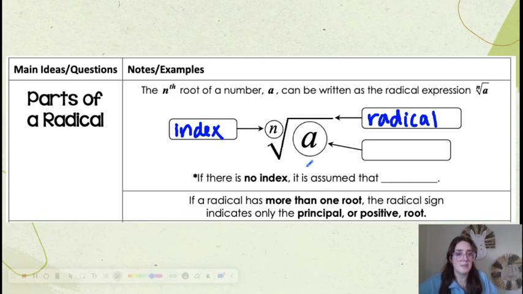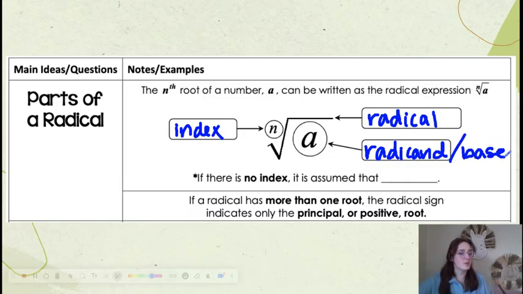All right, and then the number that's inside the radical is called the radicand. Radicand, which I know is like, what? That's a really weird word. We're also going to call it the base because we're still in the world of exponents. So still thinking about it in terms of a base to the power of an exponent, and that'll make sense on the next slide. But technically it's called the radicand. We're going to be referring to it as the base for our class.